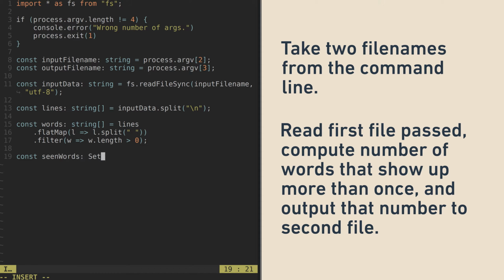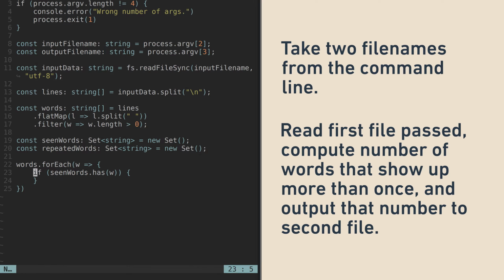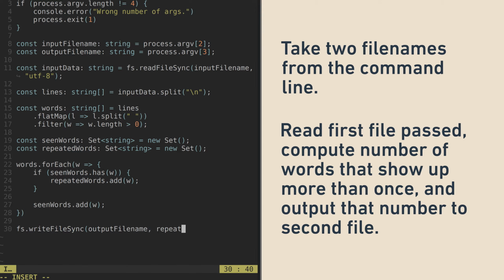Now, for the algorithm, we can create two sets, one that contains words that we've already seen, and one that contains words that have been repeated. As we process each word, we check to see if we've seen it before. And if we have, then it's repeated and should be added to the repeated set. And then we mark it as seen. Finally, we write the result to the output file. Not too bad.